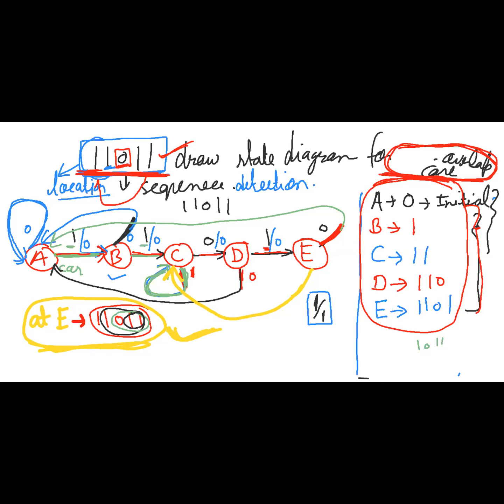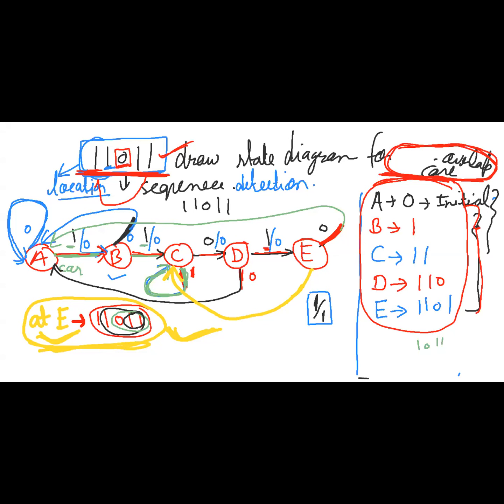For the overlap case and non-overlap case, there is only one difference. For the non-overlap case, whenever you get output 1, you start from the initial state. But for the overlap case, you need to do these things and you can go to any state. It's not sure that you will always go to C, or always go to D, or B, or A; I can go to any state. Clear? Yes. That is the main difference between overlap and non-overlap. Got it?